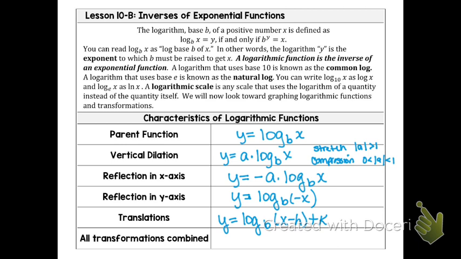Remember, h is a horizontal translation. It's going to go left or right. It's going to do the opposite of what we think. So if it's a minus h, it's going to go to the right. A plus h would go to the left. K is a vertical translation. It's going to go up or down. A positive k goes up, a negative k goes down. And then we could have all the transformations. So we could have y equals a times log base b of x minus h plus k.